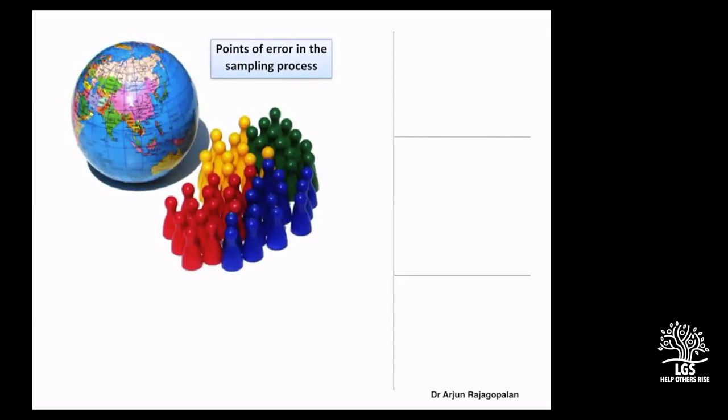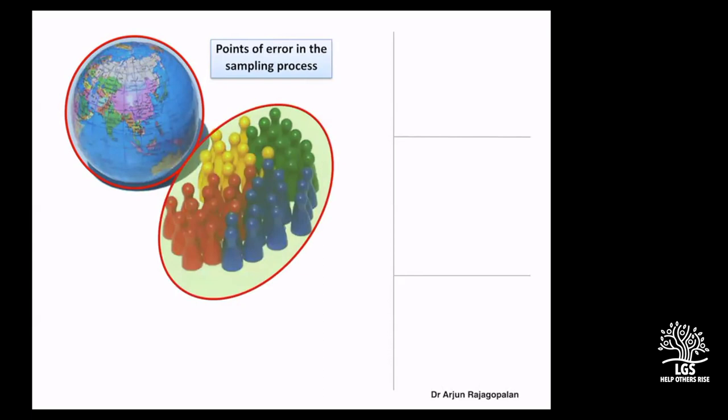I'm here. So there are points of error in the sampling process. The first thing is, ideally, you would like to sample the entire population that is available. That's not possible or feasible. So what you then decide is you select a group that you can reach, and from this group, you do what's called a process of recruitment. The first thing you do is decide who are we going to bring into the study, and this you usually do on the basis of inclusion and exclusion criteria.